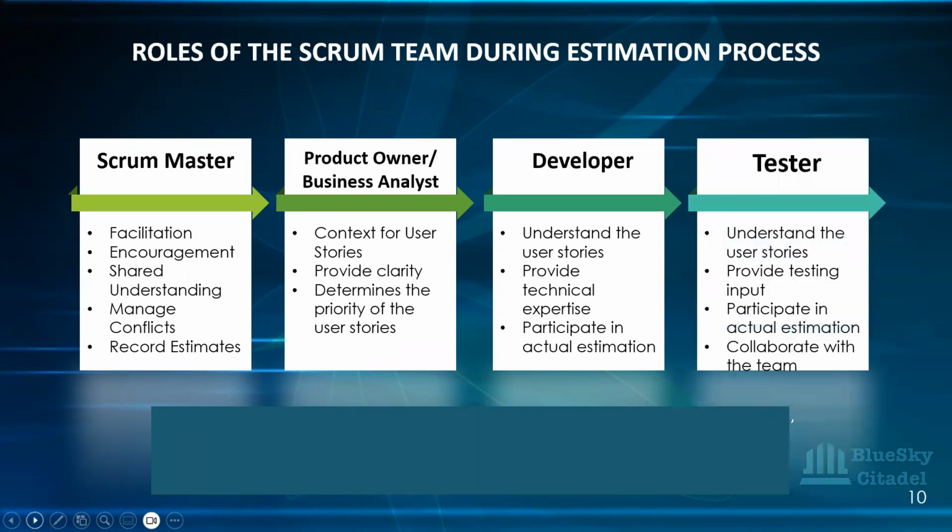And lastly, we want to look at the tester. What exactly do testers do during the estimation process? Just like the developer, they understand the user story and provide testing input. The technical expertise the developer puts in is quite different from what the tester puts in, because testers are looking at quality. They look at the user story and the acceptance criteria and ask, when you mean this, are you saying this and that? Because while I'm testing it, I want to make sure I'm doing the right thing.